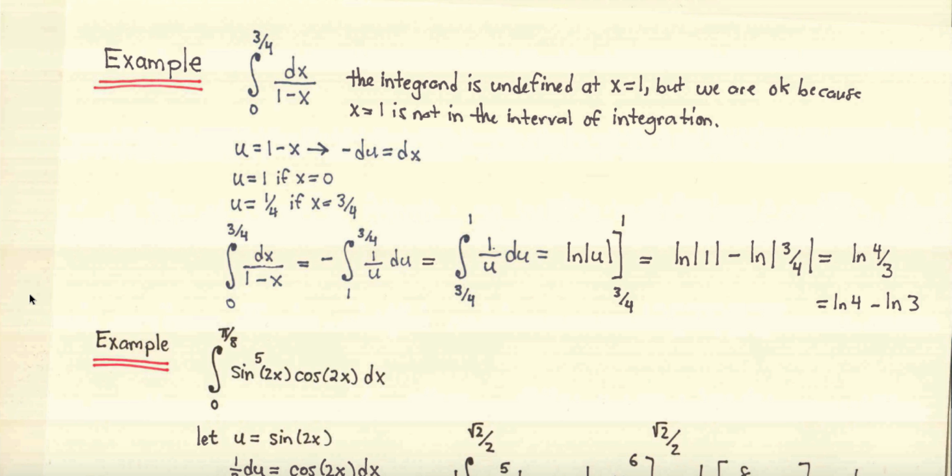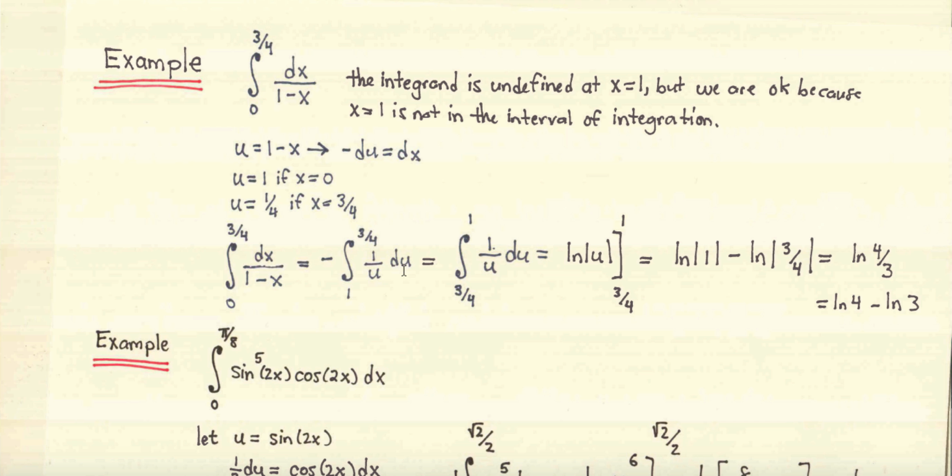Now we transform the limits of integration. u is equal to 1 if x equals 0, and u is equal to 1/4 if x is equal to 3/4. This gives us the integral from 0 to 3/4 of dx over 1 minus x, I forgot to write a little dx, and oh, there it is, sorry, equals the negative integral from 1 to 1/4 of 1 over u du.